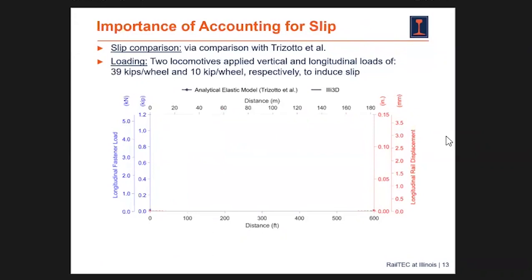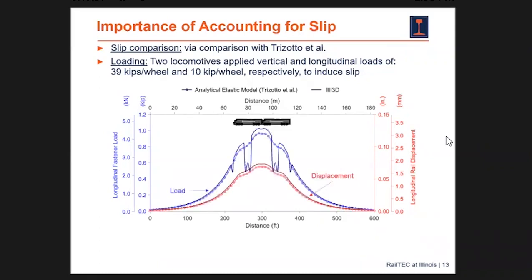And so the first use case for this is to be able to say, how does this model compare to the Trizotto et al. model that did not account for slip? And so we're going to go back to our 2 locomotive loading case, 39 kips per wheel vertical, but now we're increasing to 10 kips per wheel in the longitudinal direction to induce slip. We got our 2 locomotives.